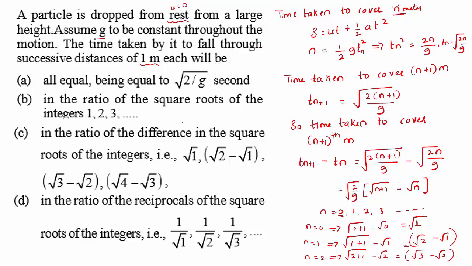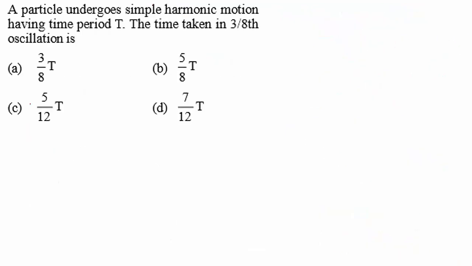So here you can take option C. What is option C here? In the ratios of difference in the square roots of integers, that is root 1, root 2 minus root 1, root 3 minus root 2 and so on. So the time taken by the particle to fall through successive distances of 1 meter each will be option C.